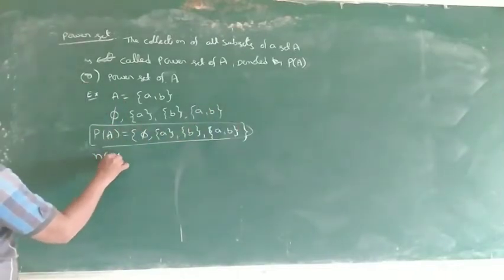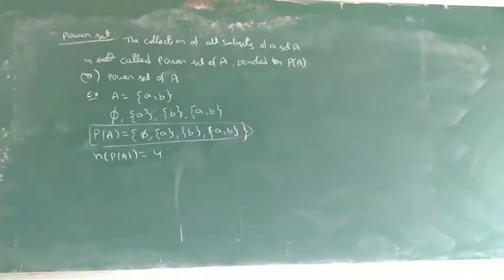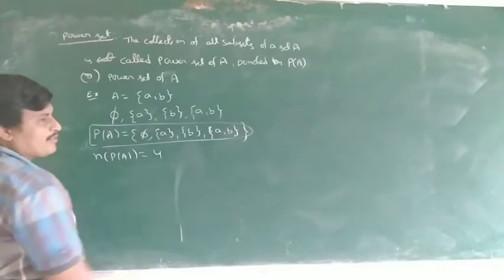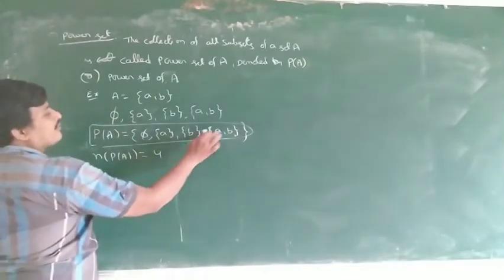Number of elements in P of A, the power set of A, is equal to 4. How many subsets are in the power set? How many subsets are there in the power set? 1, 2, 3, 4.